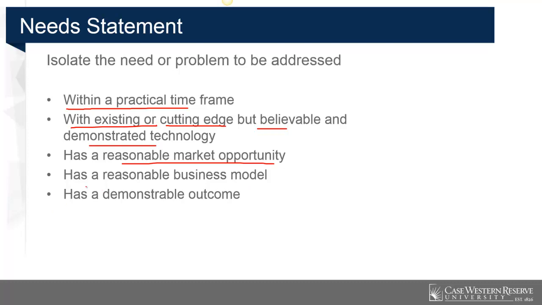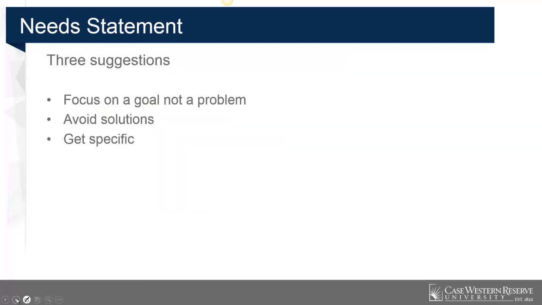But regardless of whether it's profit, nonprofit, charitable, or non-charitable, you have to have a reasonable business model, or the adoption is just not going to be sustainable over the long haul. And so I think there's something else here that's very important. You have to have a demonstrable outcome for the need or the problem in the way that you specify the need statement. So the three suggestions we often share with people is that when you write the need statement, what you want to do is you want to focus on a goal, not a problem.